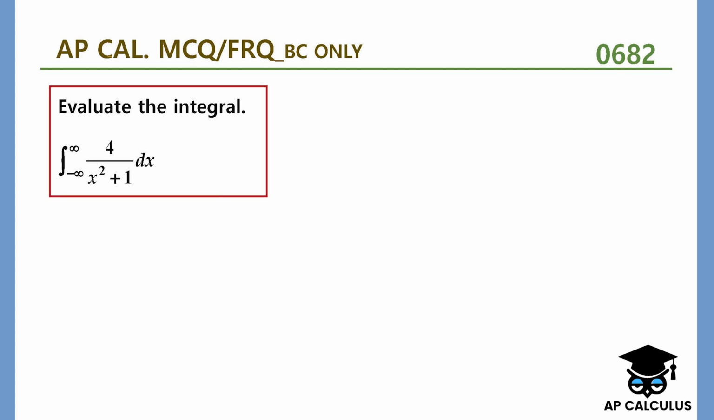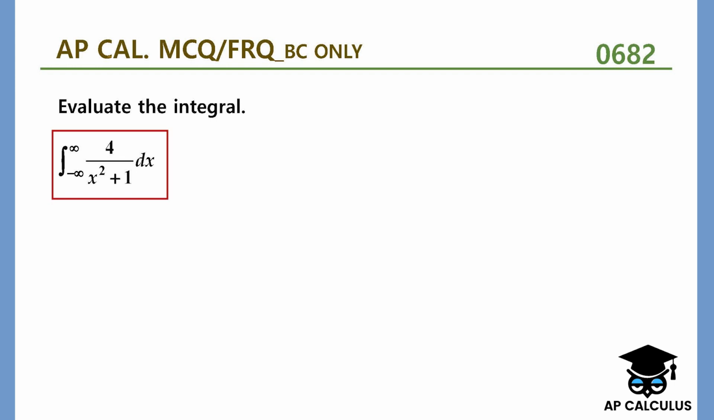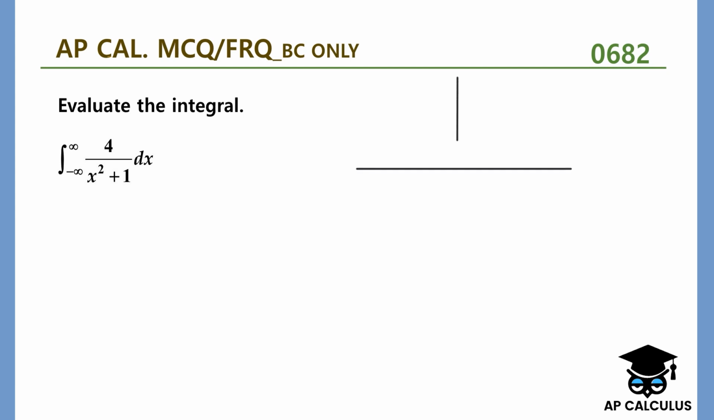Question 682. We have an improper integral again. This time, both the left and right sides are not bounded. If we graph this function, it looks like this, right? Here's the 4, and it will approach 0 like this, and it will approach 0 like this. So this improper integral represents the area under this curve.